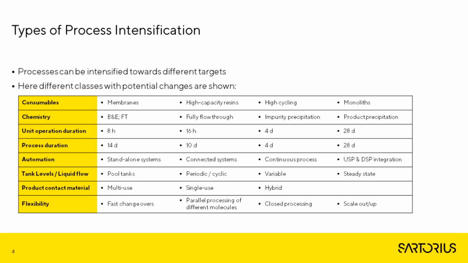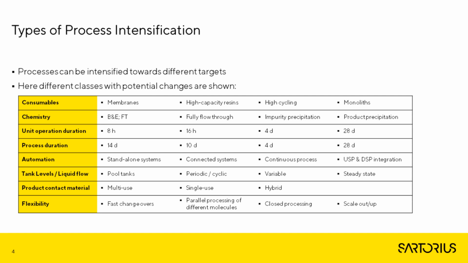The same is true for the process duration. How long is the last molecule of a batch inside the facility? On a batch, it's normally 14 days. If you accelerate your batch, you are going down to 10 days. But if you have a more integrated process, we can talk about 4 days. Or in a perfusion mode, it's clearly linked to the perfusion, or it's 28 days of process duration.